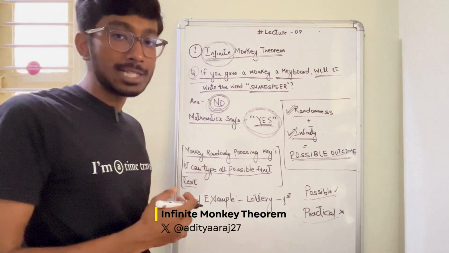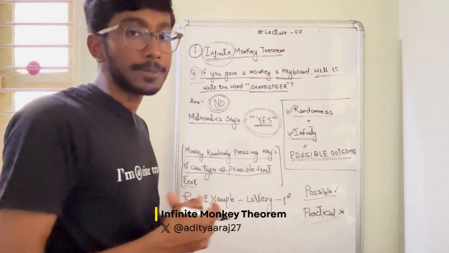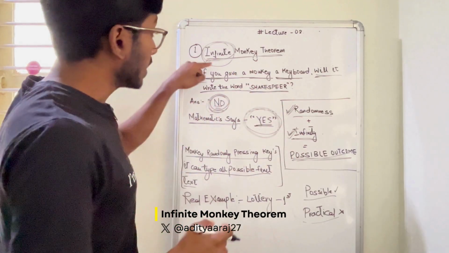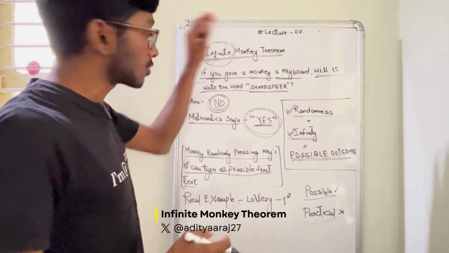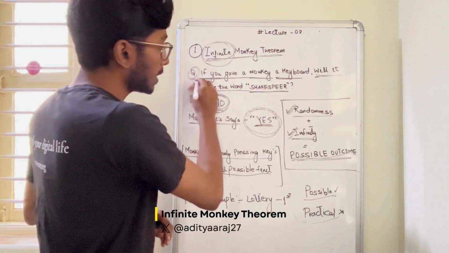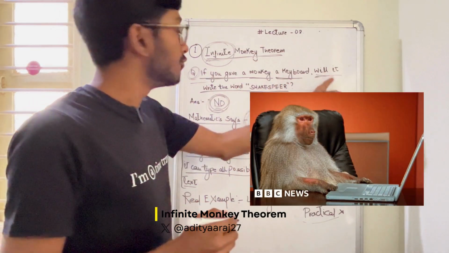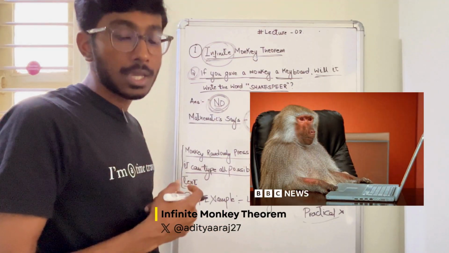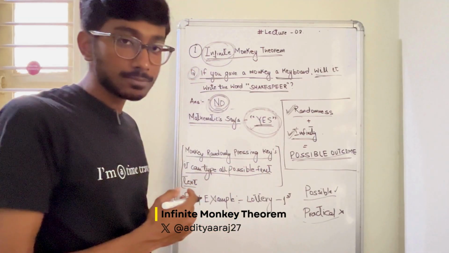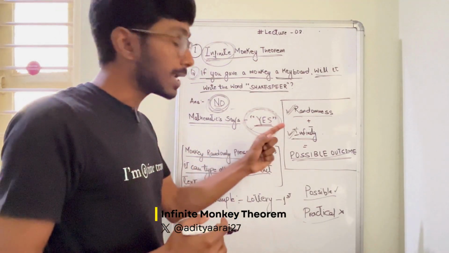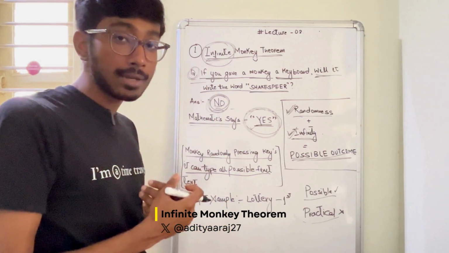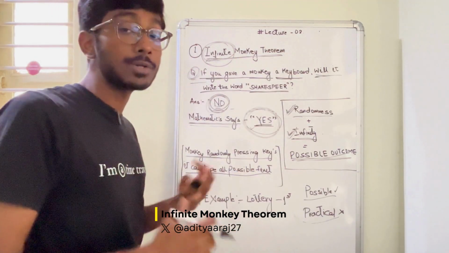This theorem basically deals with two main concepts, randomness and infinity. We'll understand more about this as we progress towards the end of the topic. But the word infinite carries the whole idea of this topic. To start off, let me focus on the question that is being displayed here. If you gave a monkey a keyboard, will it write the word Shakespeare? You might answer no. But mathematics says it's possible. Basically, how the randomness function and the infinity function behave differently and individually in the mathematical environment is what this infinite monkey theorem is trying to deal with.